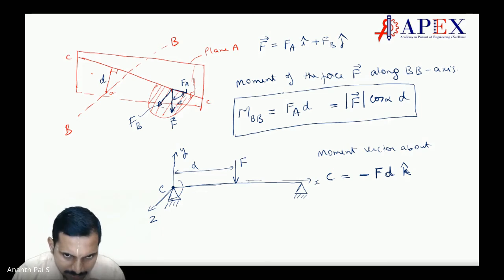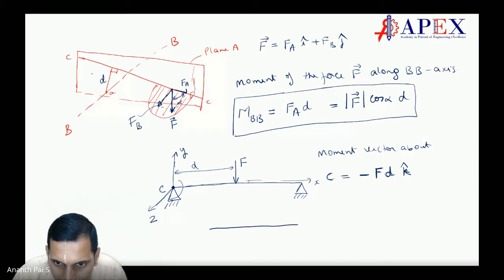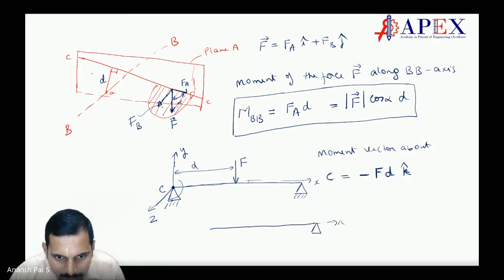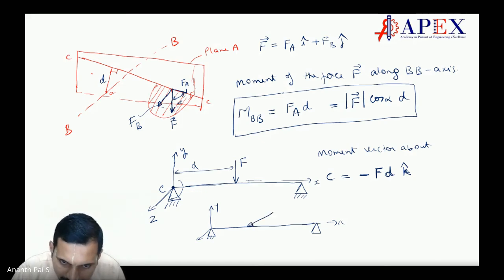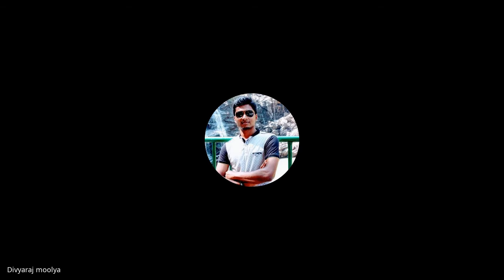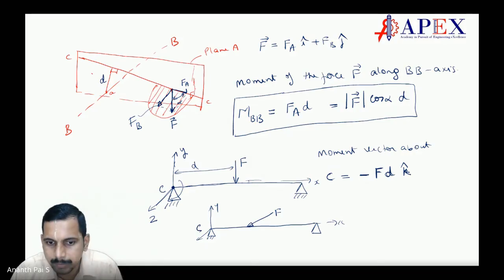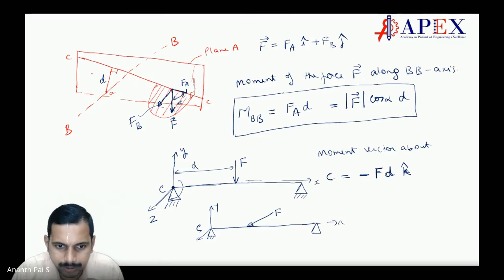Now in case the force is inclined, let us take a second scenario where it is inclined. The same scenario, this is x, this is y, this is z, and the force is inclined at an angle. The moment vector about C, yes, about C. C is the end point, right?